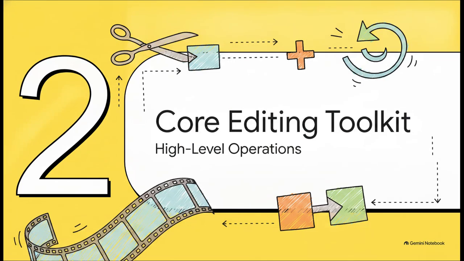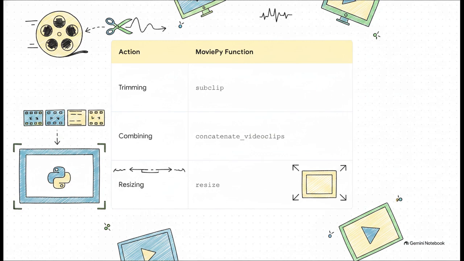Moving right along to Section 2, the core editing toolkit. Now that we understand our main building blocks, let's look at the actual director's tools we'll use to cut and manipulate our clips. And this brilliantly illustrates how standard manual video editing tasks map perfectly to clear, high-level Python code.